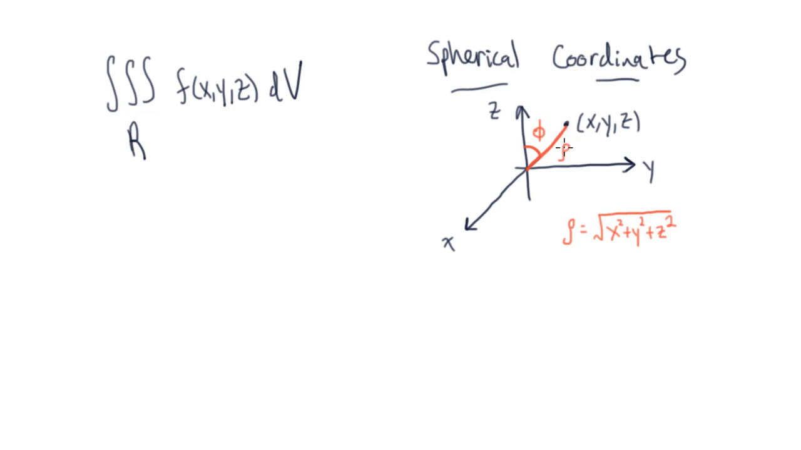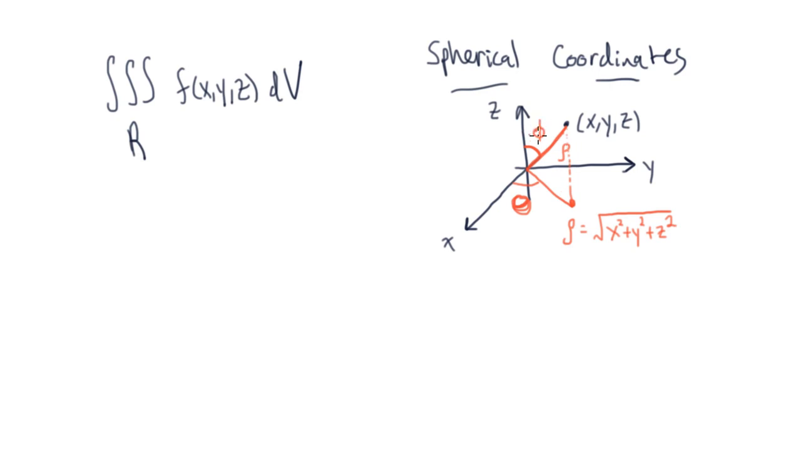So if we look down at the projection of this point into the xy plane, like that, then this angle theta really is the theta from the positive x-axis that we had before. So how do we convert from x, y, z coordinates, Cartesian coordinates, into spherical coordinates?